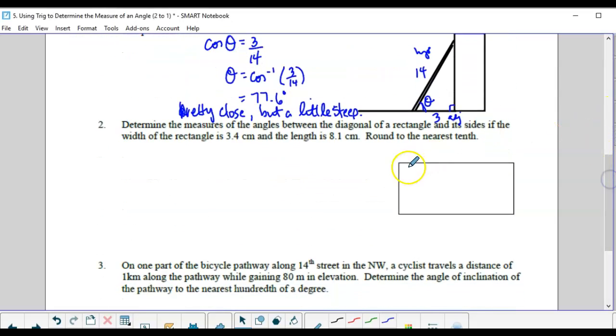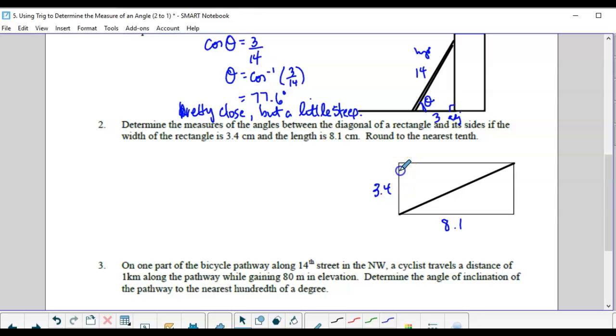Okay, next one, determine the measure of the angles between the diagonals of a rectangle and its sides if the width of the rectangle is 3.4 and the length is 8.1. So we want to draw those diagonals. So diagonal goes from corner to corner. And so we don't need to draw both of them because we want to know the angle between the diagonal and its sides.